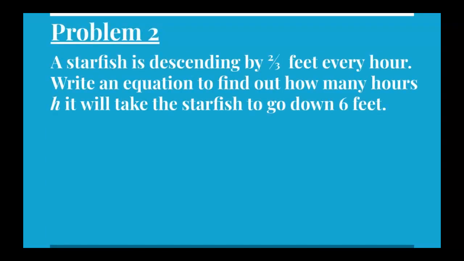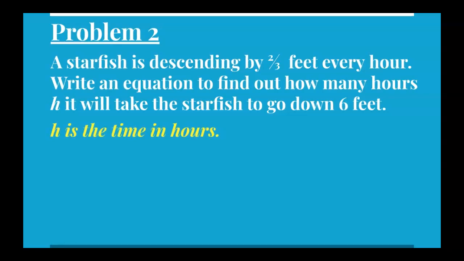All right, problem 2. A starfish is descending by 2/3 feet every hour. I want you to write an equation to find out how many hours, h, it will take the starfish to go down 6 feet. So this time they kind of already tell you your variable. You're looking for the hours and they ask you to call it h. So h is going to be the time in hours.